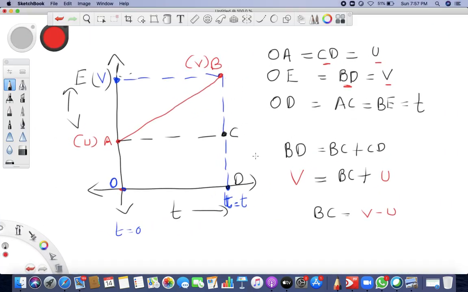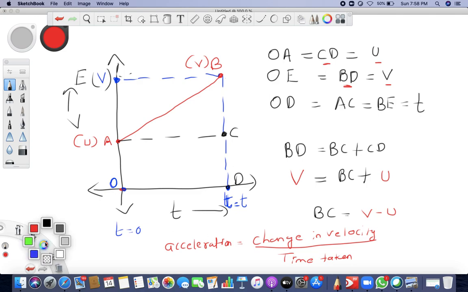Now what is your change in velocity? Acceleration is what? What is acceleration? We learned the definition of acceleration. Acceleration is change in velocity upon time taken. Remember this thing, acceleration is change in velocity upon time taken, right? Now acceleration we write down as A.